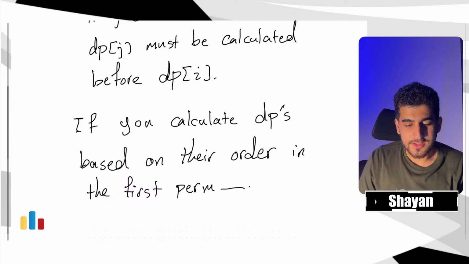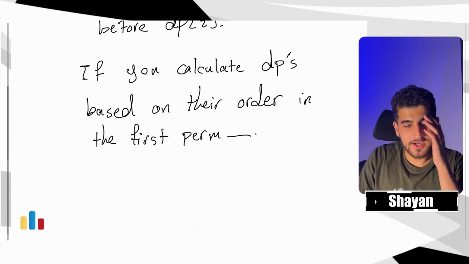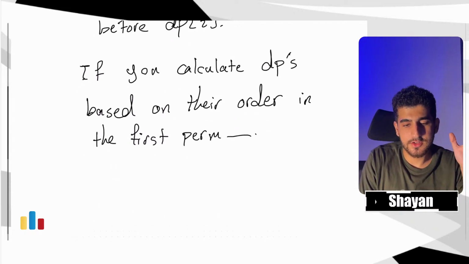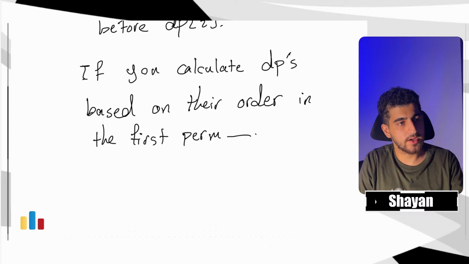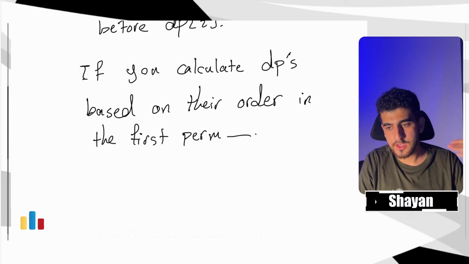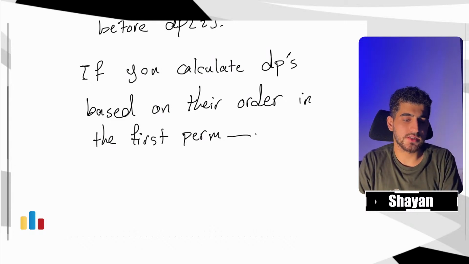I hope that it doesn't happen again, but was it clear? So that was all we were saying. We will do this in the order of their occurrences in the first sequence, and then we calculate the dp's based on that.